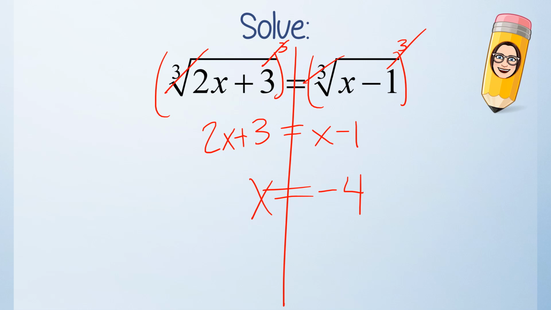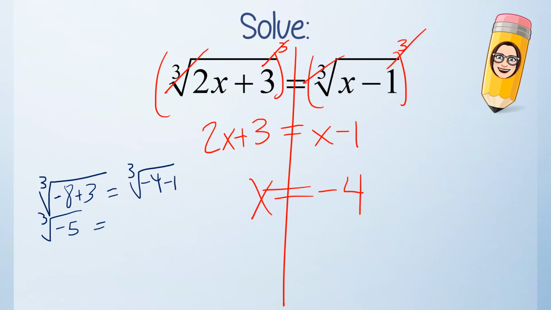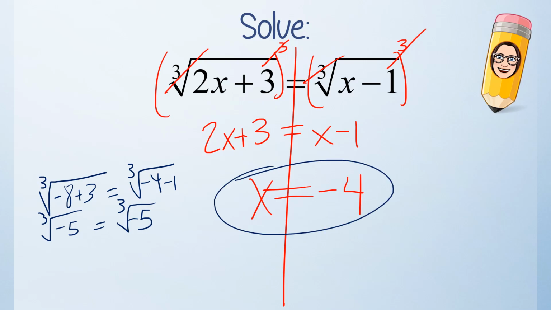Now, you still want to check your answer, right? So if I plug in -4 on the left side, that would be -8 plus 3. That would be -5. I don't even know what that is, but it doesn't matter. Because if I plug it into the right side, -4 minus 1 is also -5. And I can cube root a negative. And the cube root of -5, whatever that crazy decimal is, would be the same on either side. So I know that I'm correct.